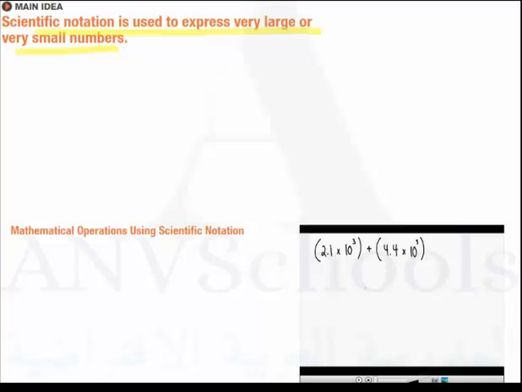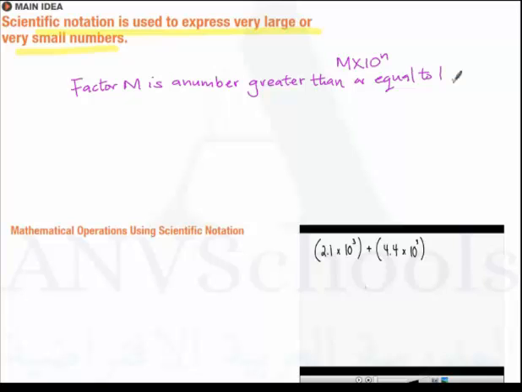m times 10 power n. So numbers are written in the form m times 10 power n, where factor m is a number greater than or equal to 1 but less than 10.